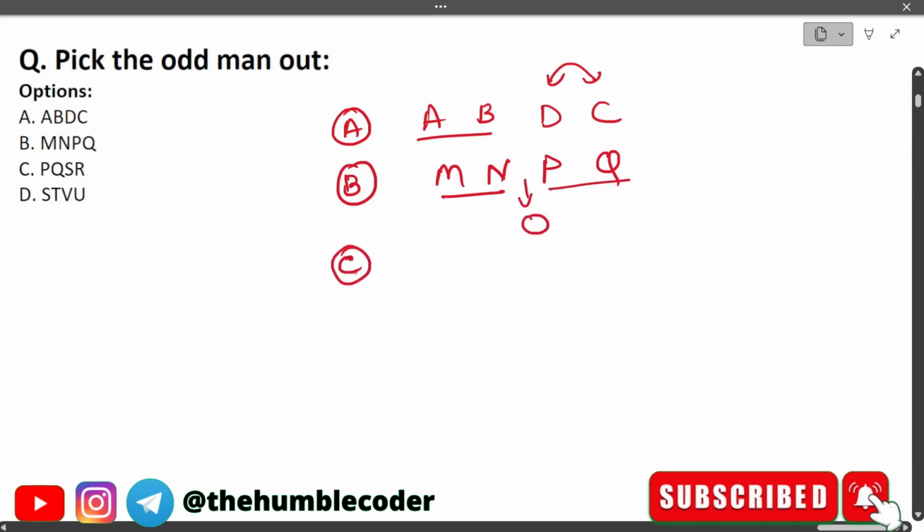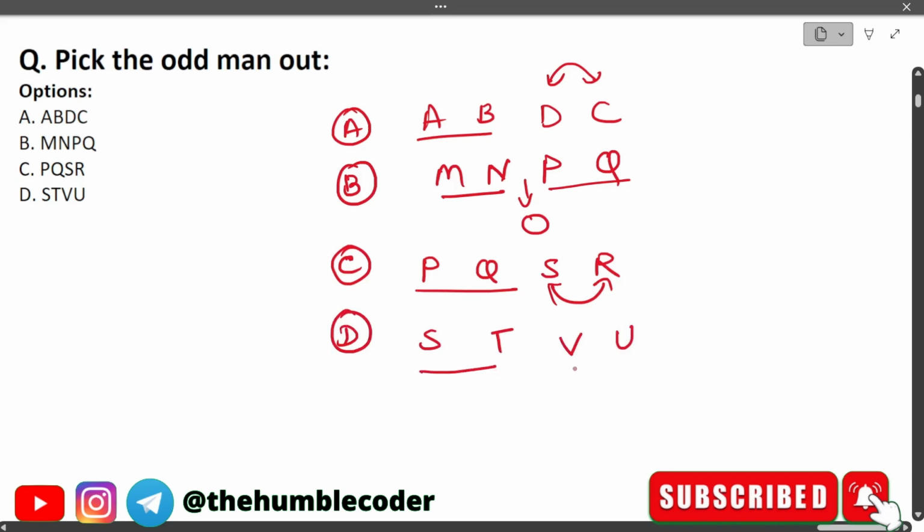Let's see the next one. P, Q, S, R. Again, this is similar to the first one, wherein P and Q are in correct sequence and R and S positions are swapped. Option D is S, T, V, U.